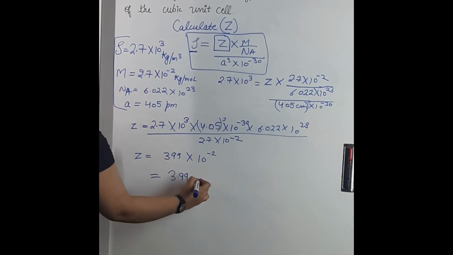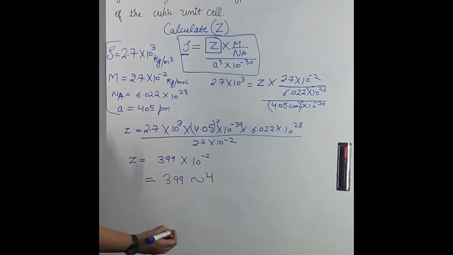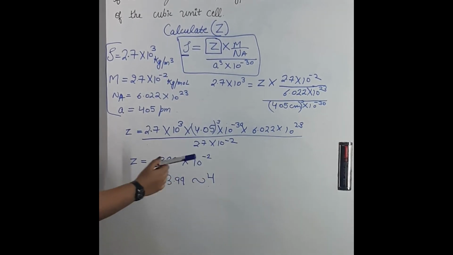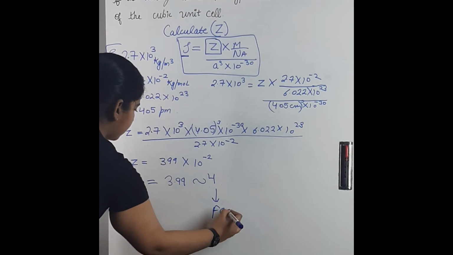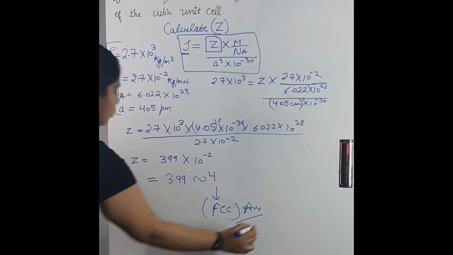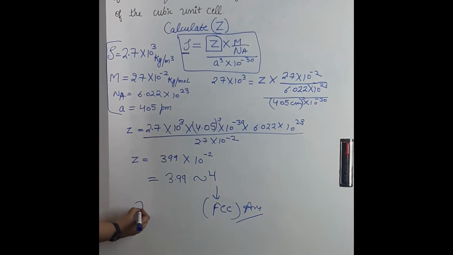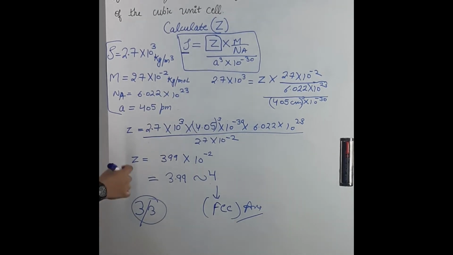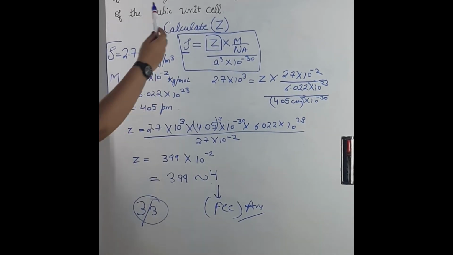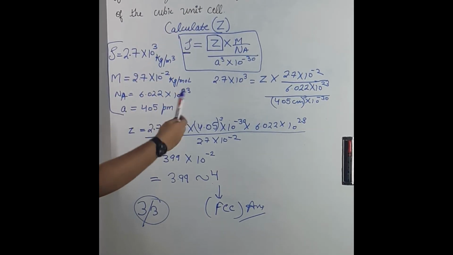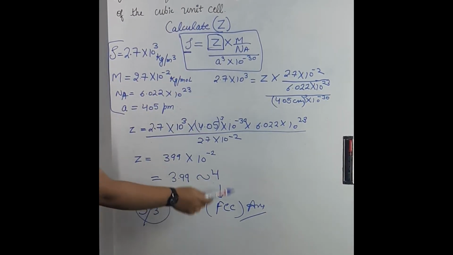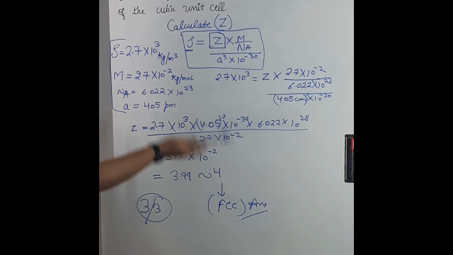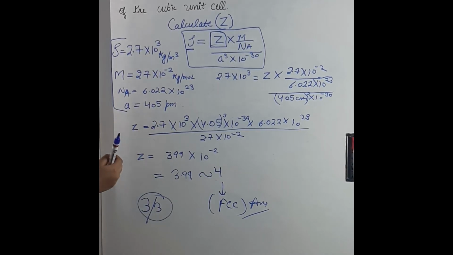it is equal to 3.99 and very similar to 4, and we all know that 4 is the value for the face centered cubic system. So the answer is face centered cubic system. If you write this, you will get 3 out of 3 marks for sure if this question comes in your examination. Similar questions can be asked where molar mass, edge length and density will be given to you. You have to calculate Z, and according to that you can tell whether it is face centered cubic or body centered cubic, as we have discussed in our previous lecture.